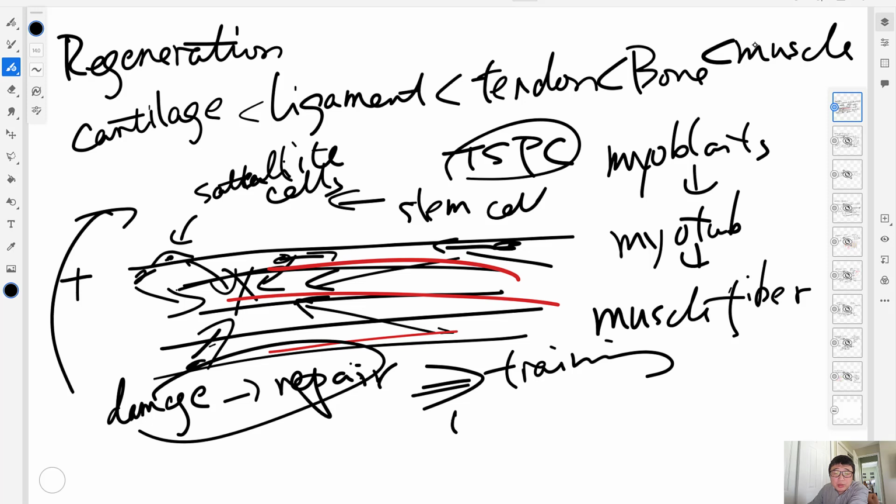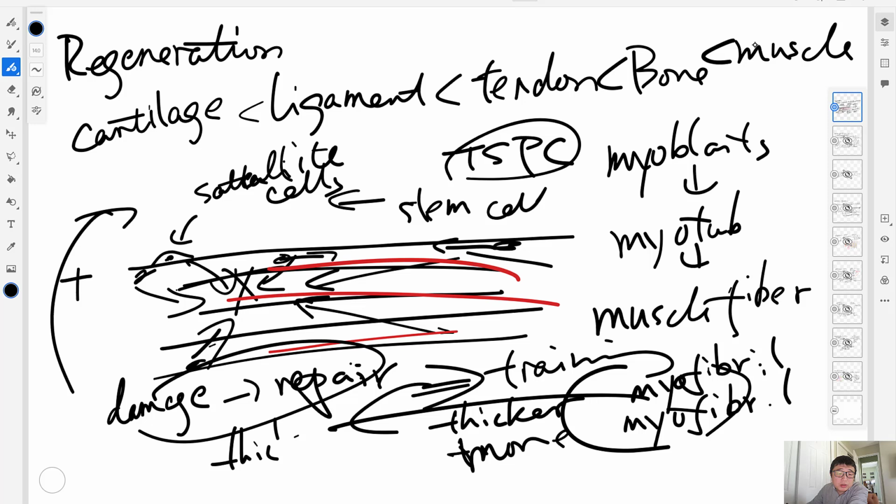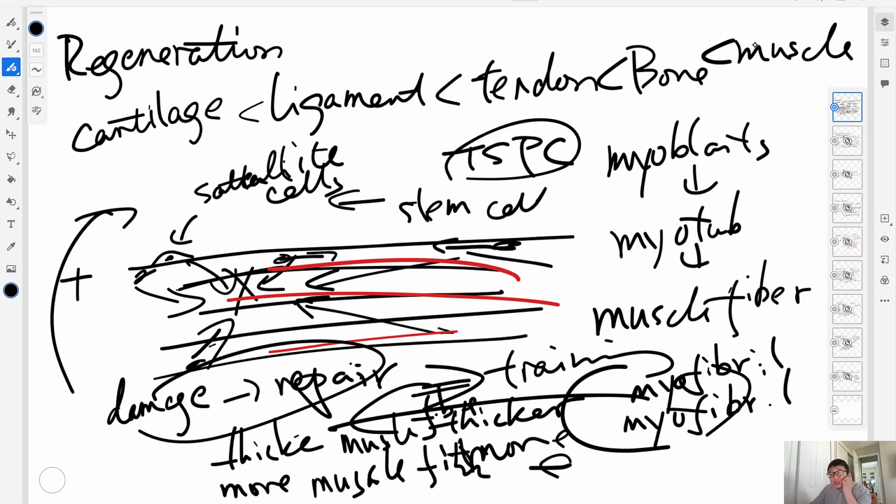One thing is thicker myofibrils and more myofibrils, and this together causes a thicker muscle fiber. However, can we get more muscle fibers? The answer is no, or hard. There's some evidence showing that maybe people with proper training can get more muscle fibers, but overall, it's extremely hard to get more muscle fibers.